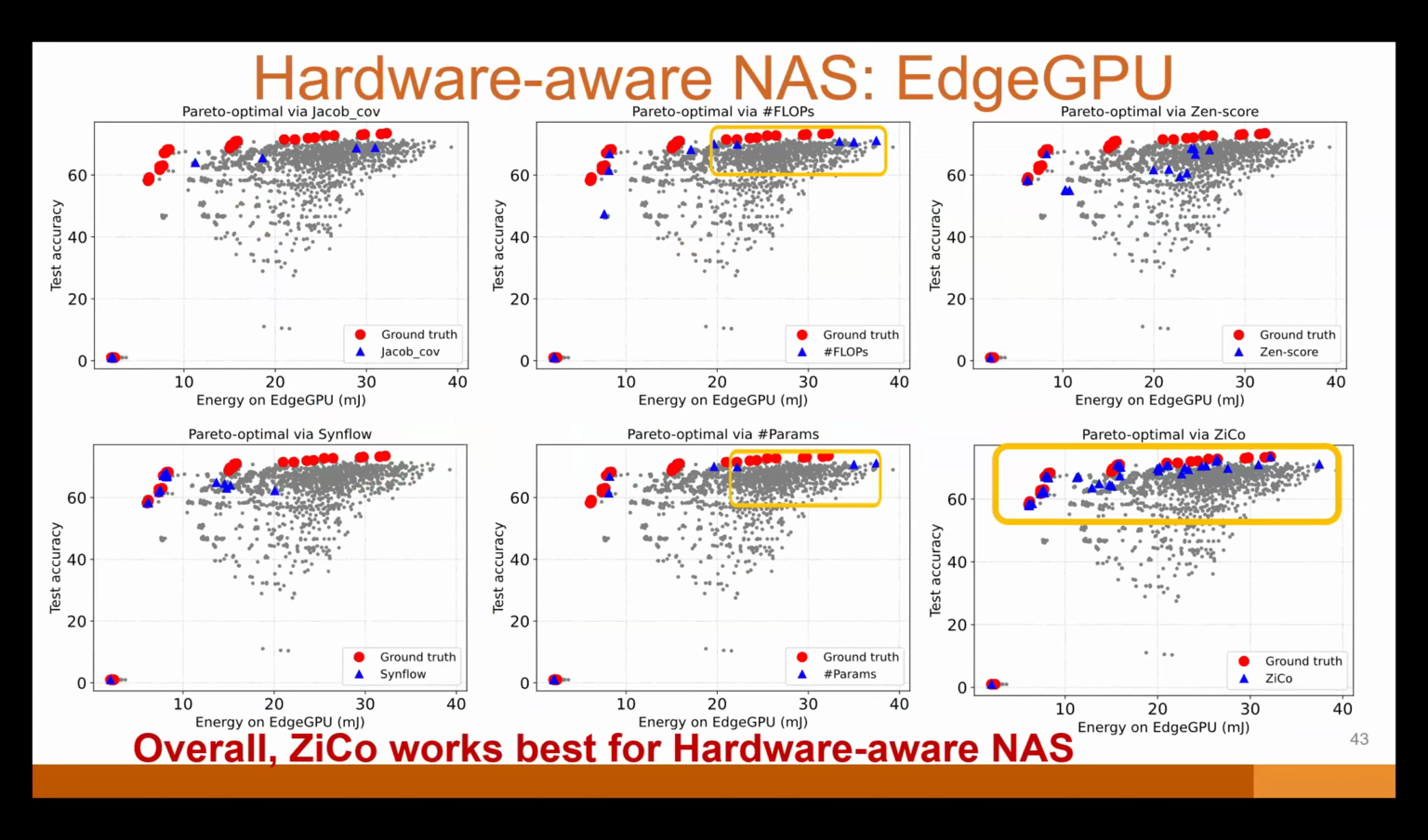Last but not least, we have these results on two hardware platforms. The first one was unconstrained. This one is constrained with hardware parameters. This one is an edge GPU that we used, a Jetson Nano TX2. And you see in these results the test accuracy on the Y axis and different approaches. So this is the Jacobian covariance, this is the SynFlow, number of parameters, and so on and so forth.